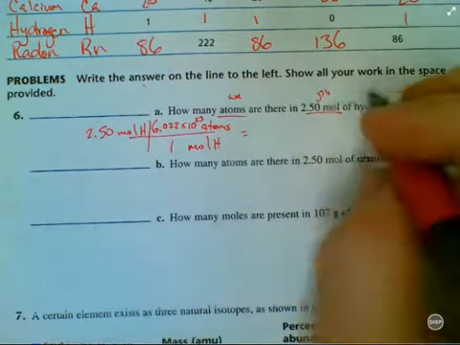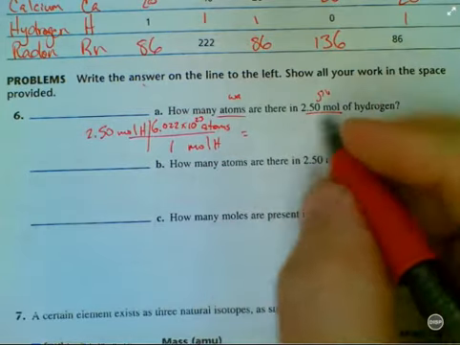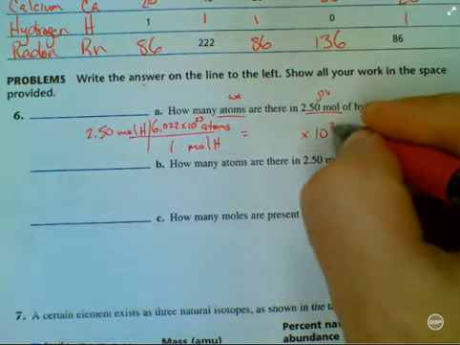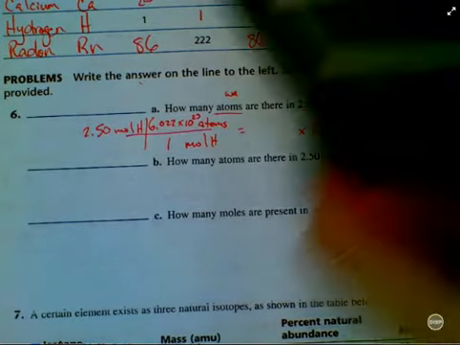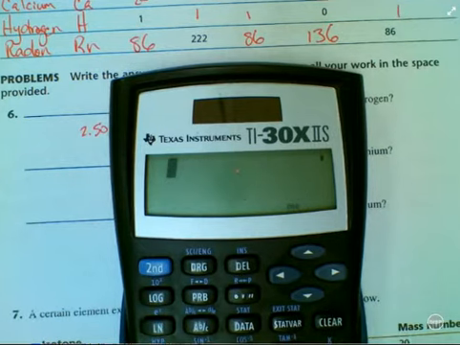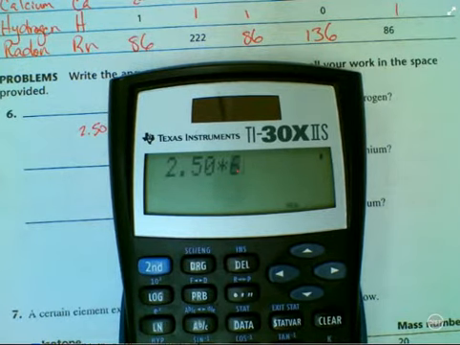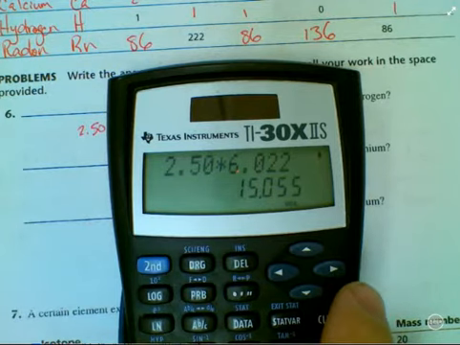Since there's no other form of scientific notation in this calculation, I'm just going to move that times 10 to the 23rd over here for safekeeping. And for calculations, I'll do the 2.50 times the 6.022. That'll give me 15.055.